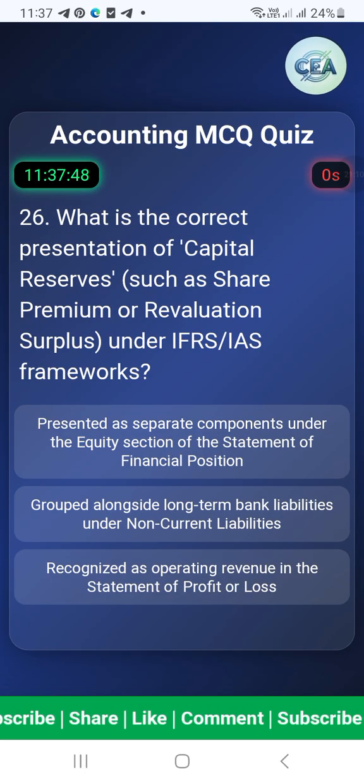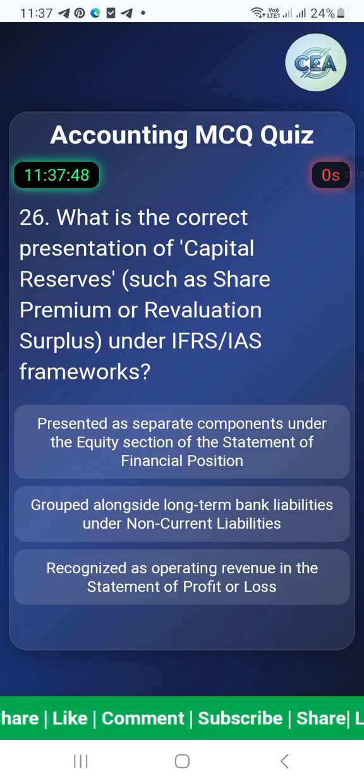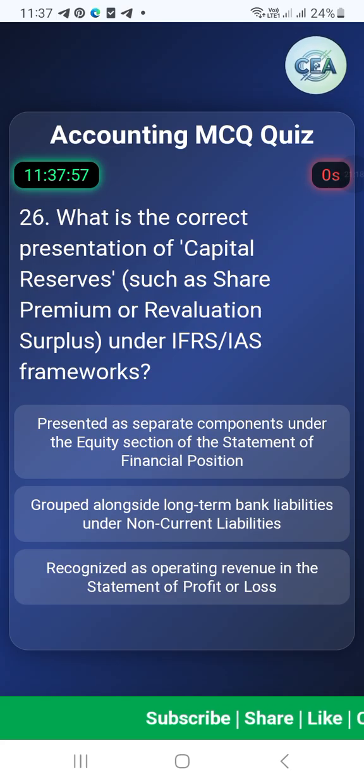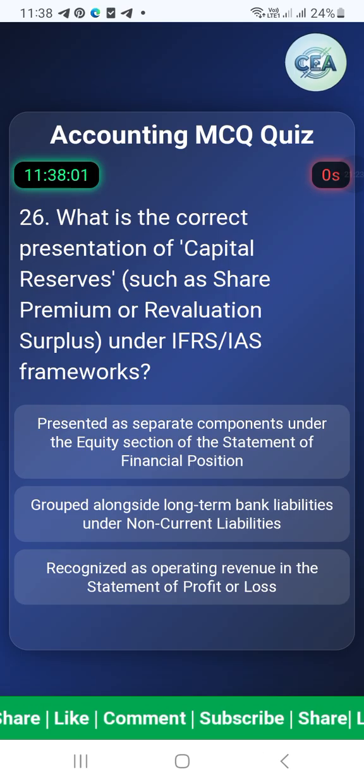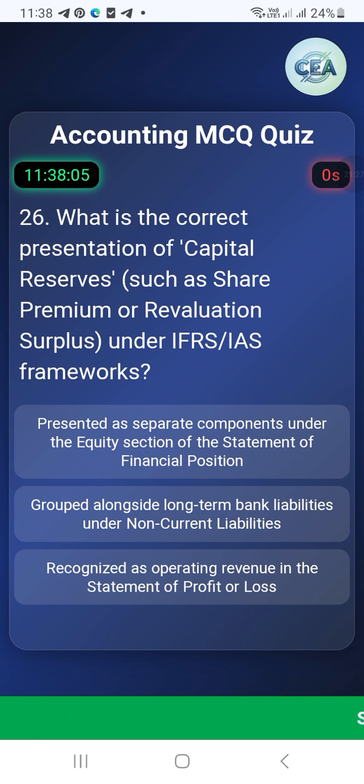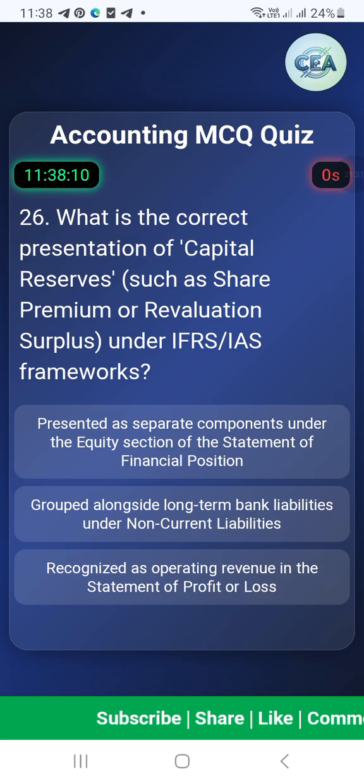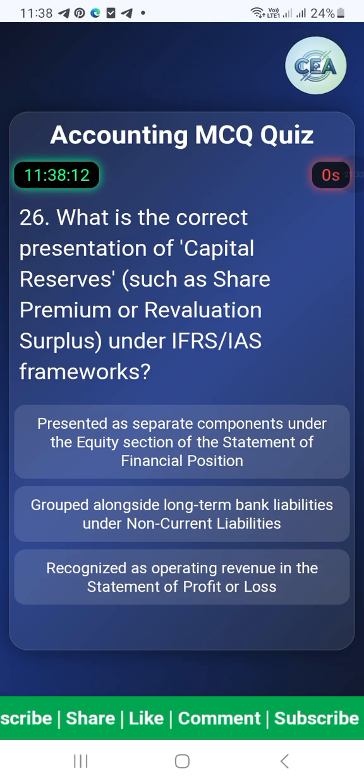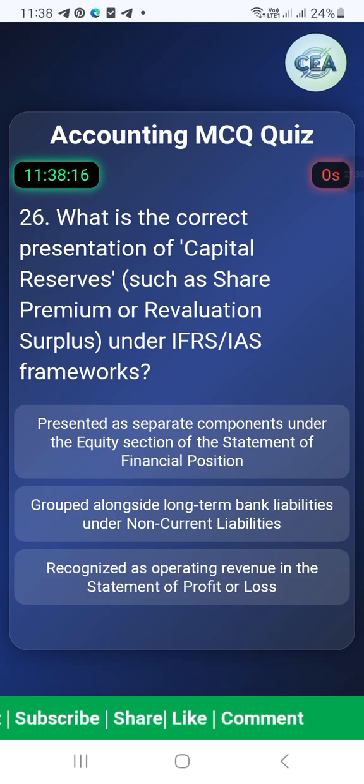26. What is the correct presentation of capital reserves, such as share premium or revaluation surplus, under IFRS/IAS frameworks? Option 1. Presented as separate components under the equity section of the Statement of Financial Position. Option 2. Grouped alongside long-term bank liabilities under non-current liabilities. Option 3. Recognized as operating revenue in the statement of profit or loss.